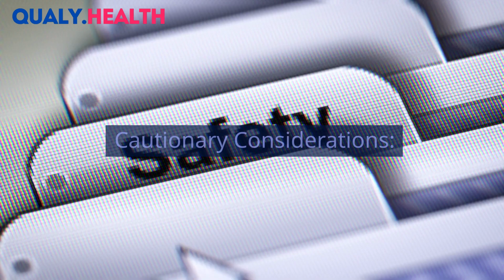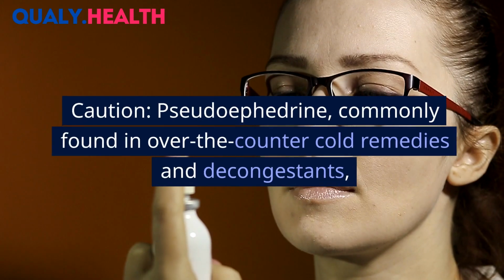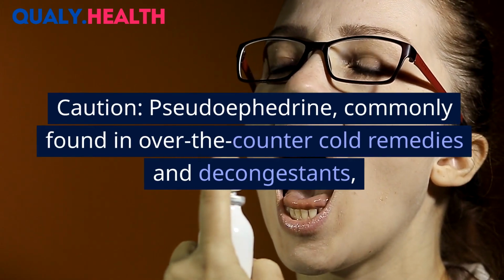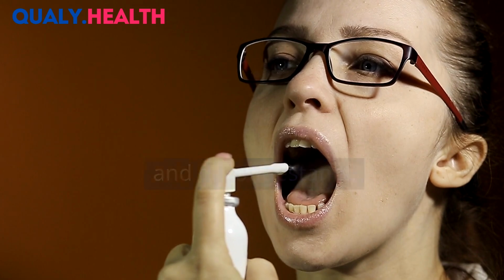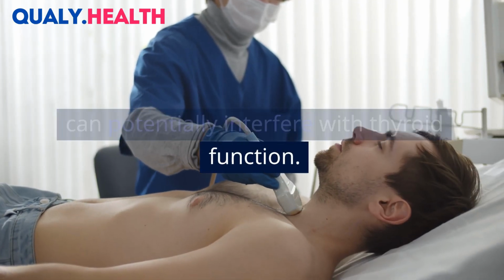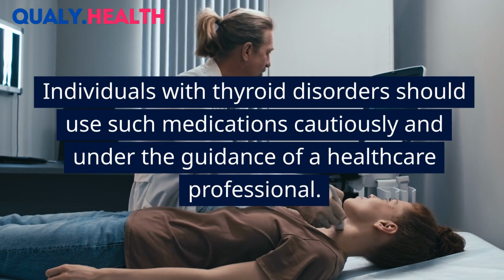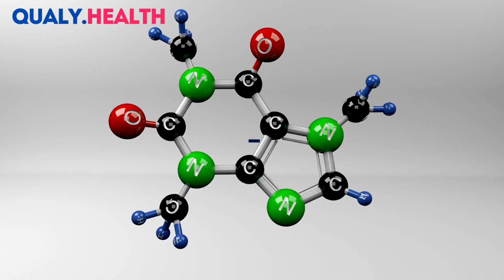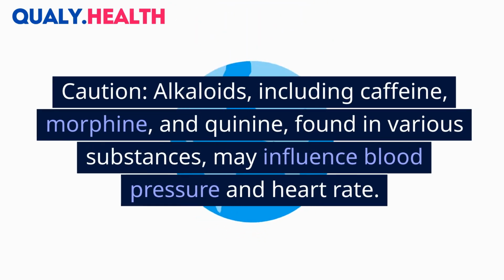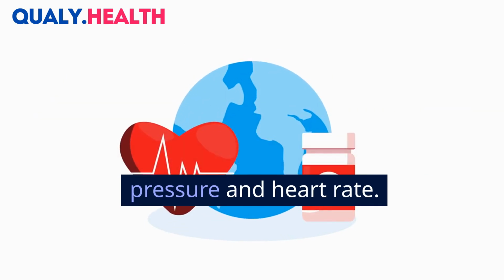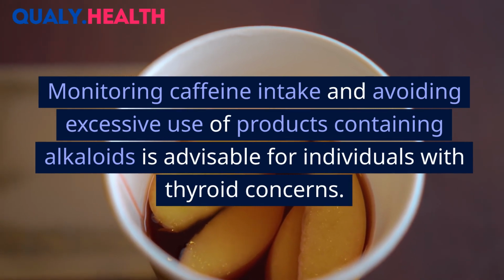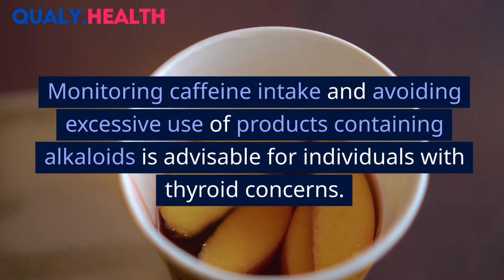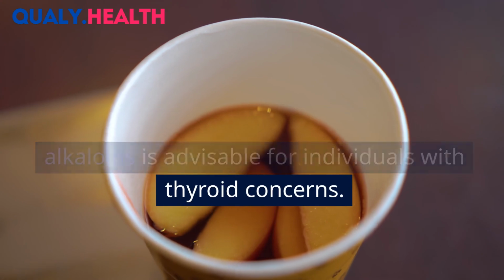Cautionary considerations. Pseudoephedrine. Caution: pseudoephedrine, commonly found in over-the-counter cold remedies and decongestants, can potentially interfere with thyroid function. Individuals with thyroid disorders should use such medications cautiously and under the guidance of a healthcare professional. Alkaloids. Caution: alkaloids, including caffeine, morphine, and quinine, found in various substances, may influence blood pressure and heart rate. Monitoring caffeine intake and avoiding excessive use of products containing alkaloids is advisable for individuals with thyroid concerns.